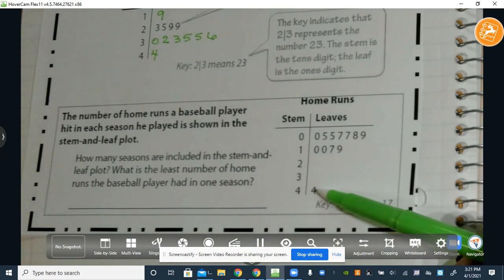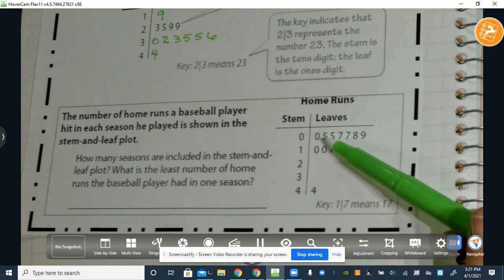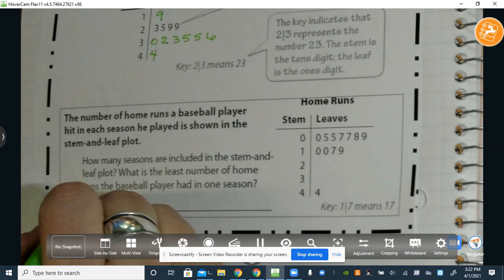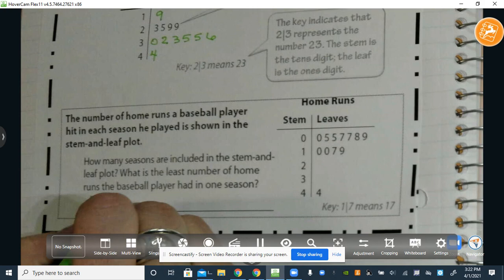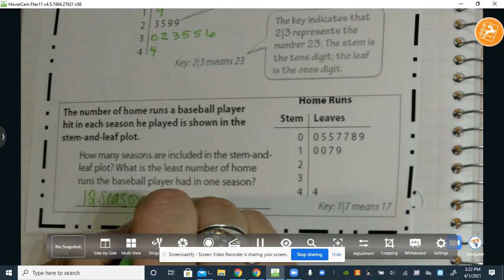And so that would be 1, 2, 3, 4, 5, 6, 7, 8, 10, 11, 12. So 12 seasons this baseball player has played. And I did that by counting the leaves.